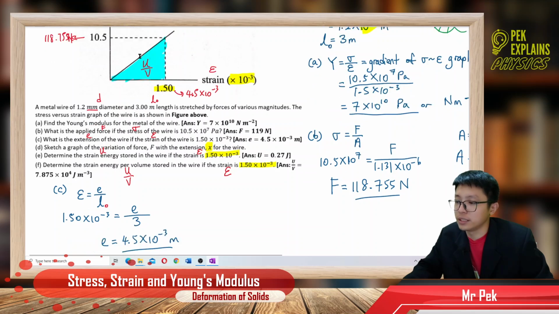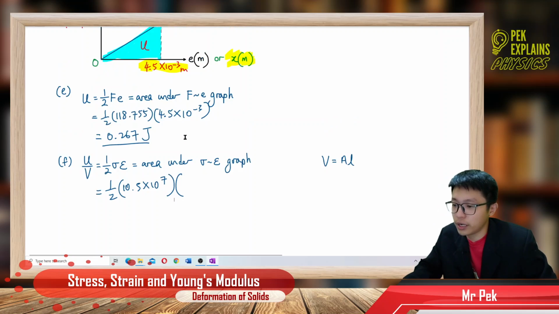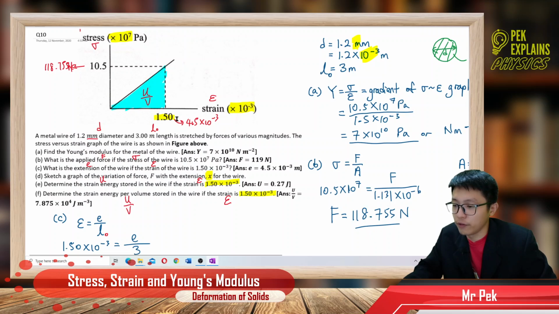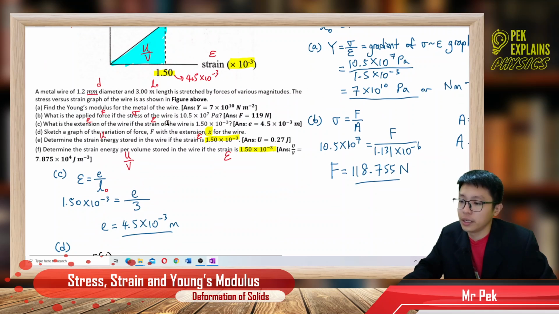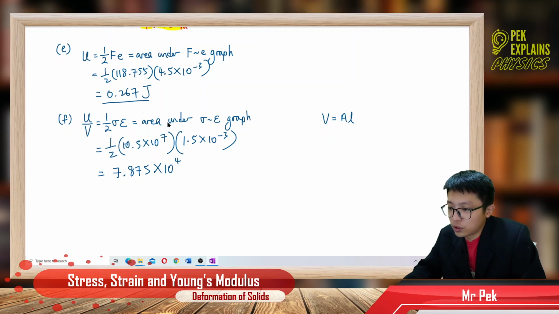10.5 exponent 7. And then the strain is 1.5 exponent negative 3. Then what do you get? The strain energy per unit volume. I get the answer 7.875 exponent 4 joule per meter cube.